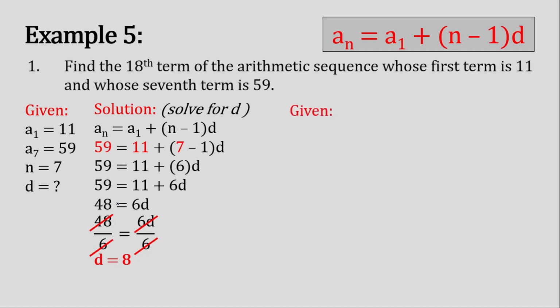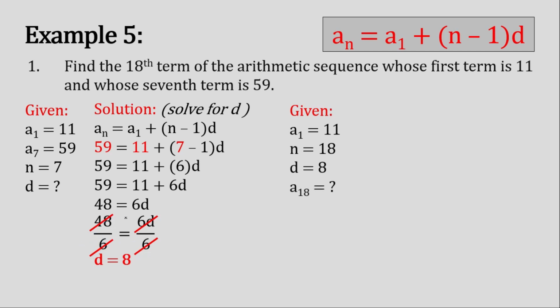Now let's have our new given. We have our a sub 1 is 11. Now we have our n is 18 because it's time for us now to compute for the 18th term. The next, the d or the common difference is 8 because we just solved it there.